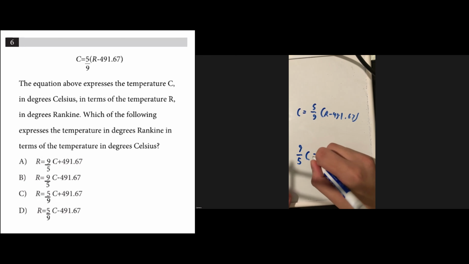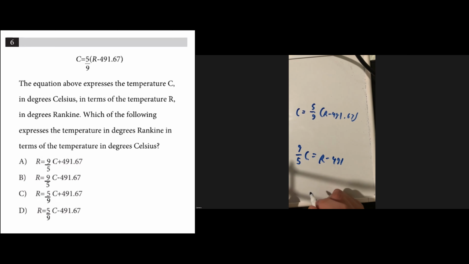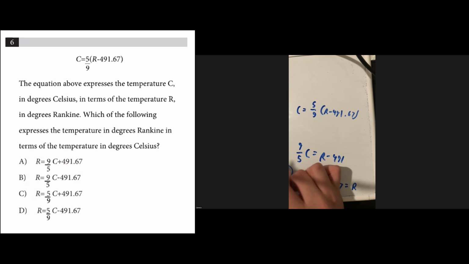So we have 9/5 c equals r minus 491. And then we would add 491 to both sides. So 9/5 c plus 491.67 equals r. And that is our correct answer, which is answer choice A.